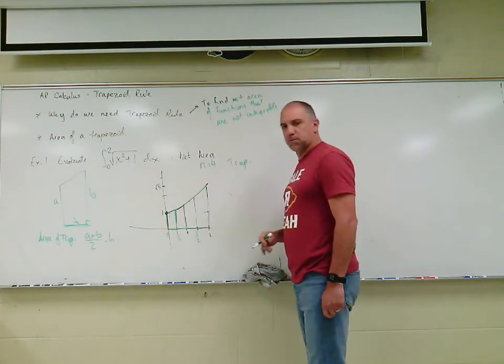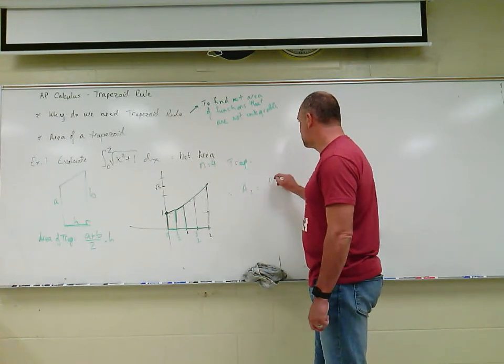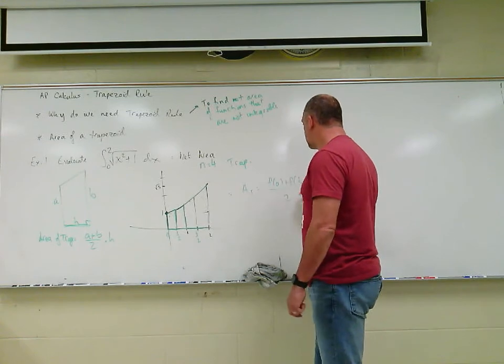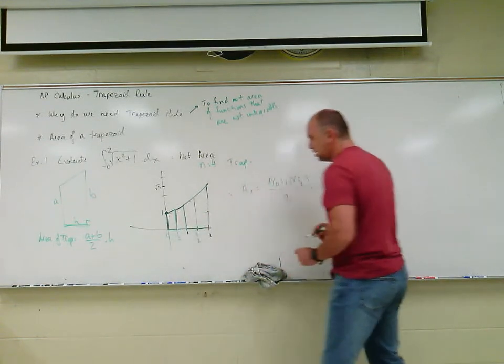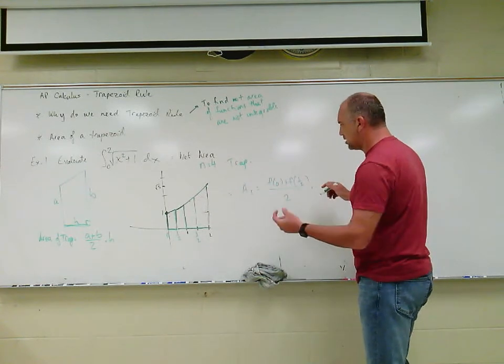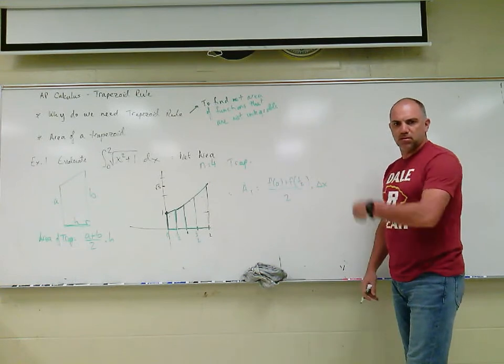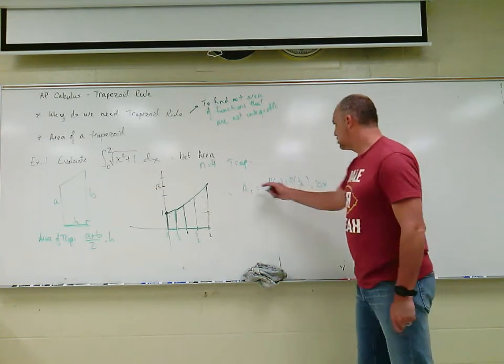So for the first trapezoid, the area of the first one should be f of 0 plus f of a half over 2 times h. And h, in this case, we would call delta x, right? It's the width. So that's the first one.